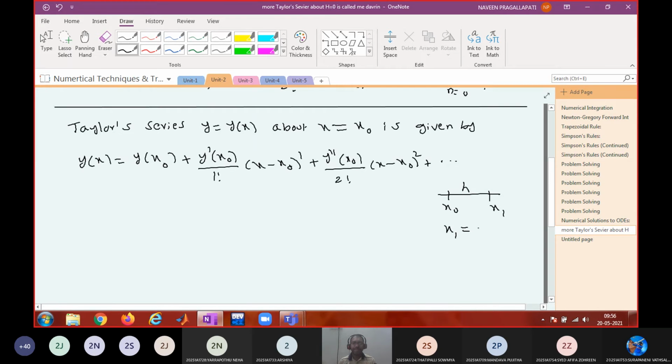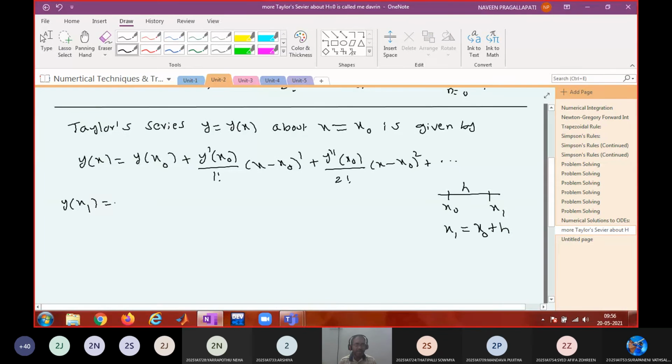x1 equal to x naught plus h only, no? Right or wrong? Yes, sir. Okay. So if I replace x with x1 in this formula, what do you get?